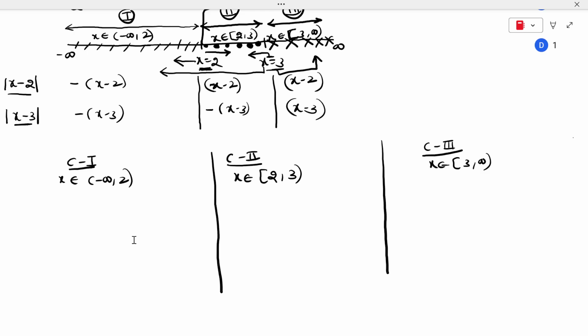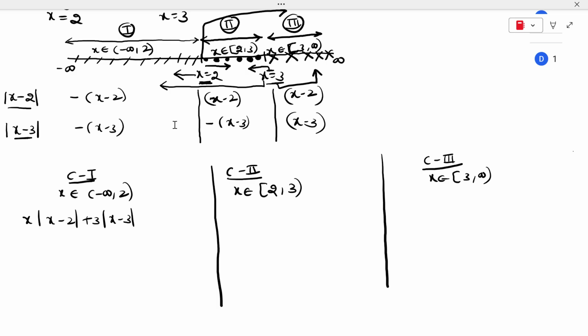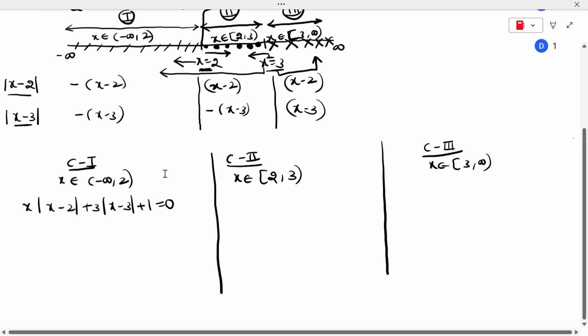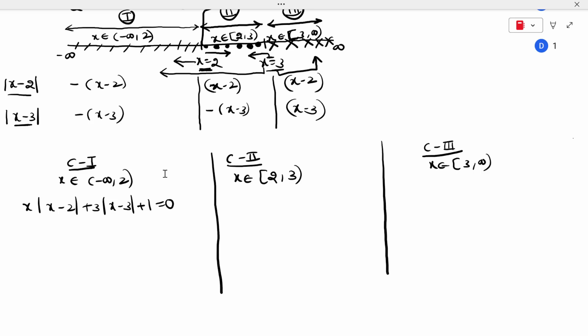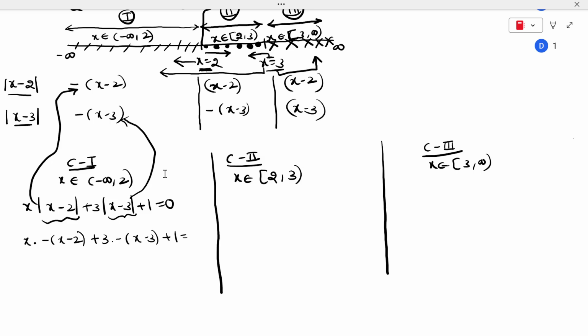Okay. Now what is the original equation? The original equation is x into mod x minus 2 plus 3 times of mod x minus 3 plus 1 is equal to 0. How can we write the modulus term? Now in case 1, mod x minus 2, I can clearly see that it can be written as minus of x minus 2. So x into minus of x minus 2 plus 3 times of mod x minus 3 can be written as minus of x minus 3. So minus of x minus 3 plus 1 is equal to 0.